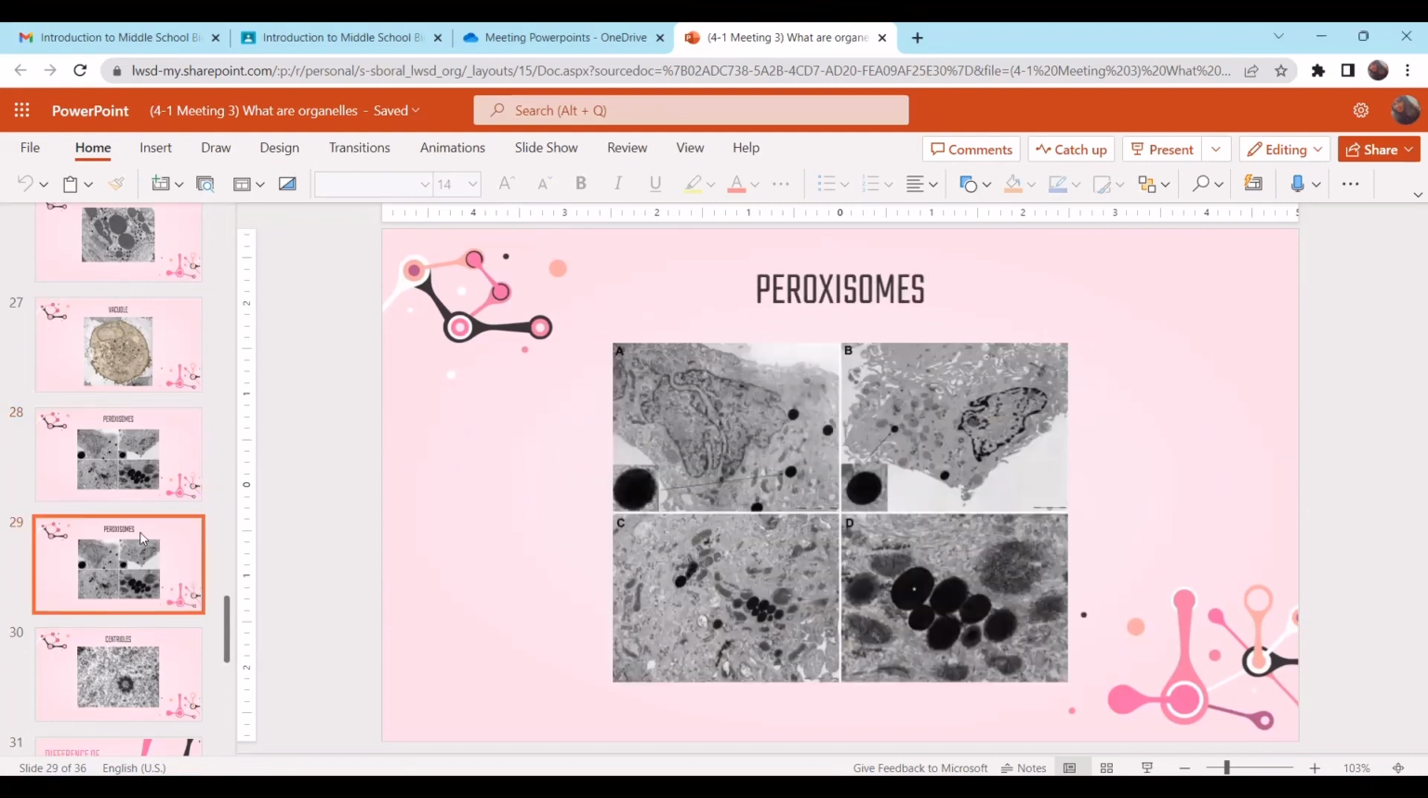Peroxisomes, again, they're responsible for detoxification and lipid metabolism. They're these little black blobs you see right over here. They're very tiny compared to other organelles. Lysosomes are way bigger. Think of them as tiny dots in the cell, but they are really important.